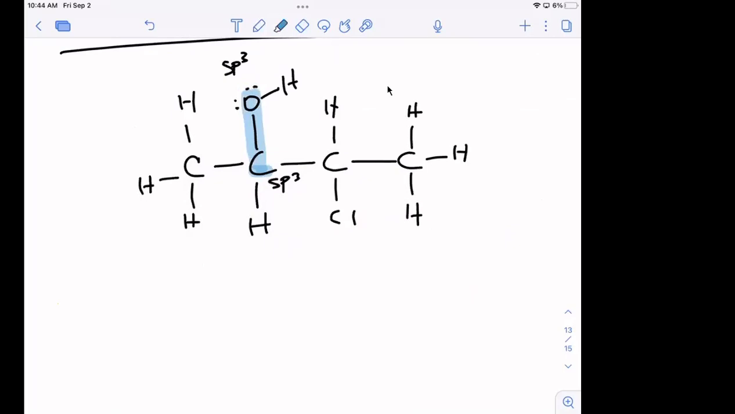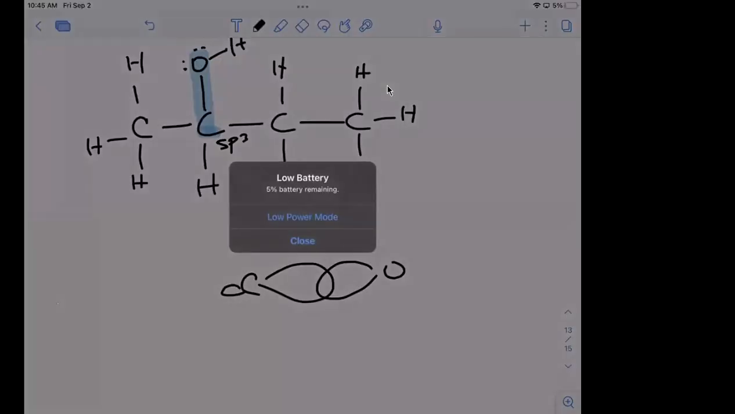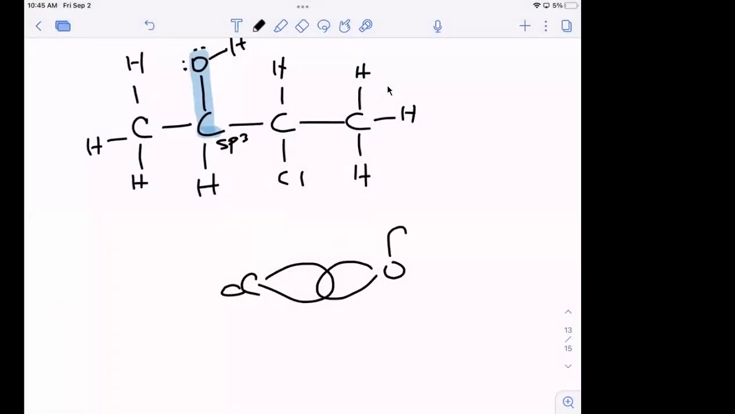But the question is, is it non-polar or polar, right? So if we were to draw this out, I'll just draw it out like this. You have your carbon with an sp3 hybrid, and that's going to overlap with oxygen that has an sp3 hybrid. It's got lone pairs and a bond to hydrogen here.